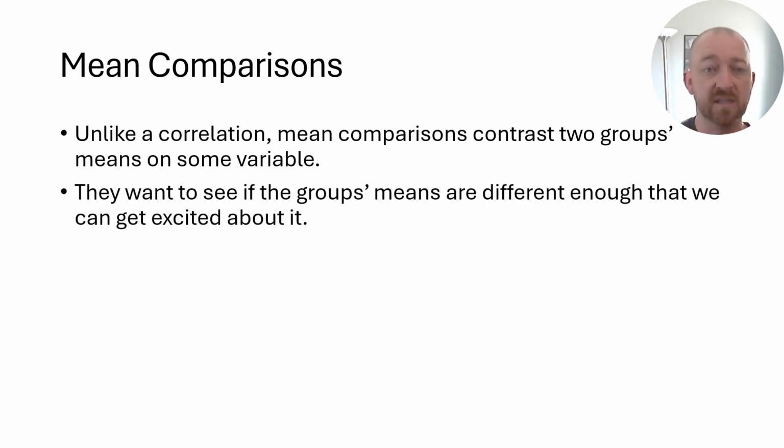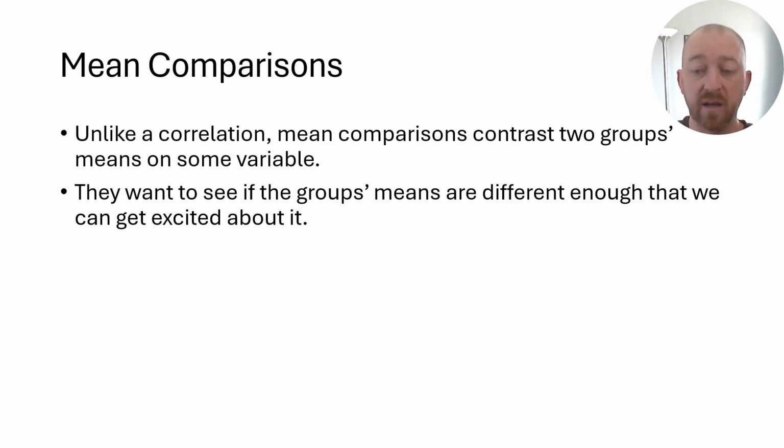Now, a t-test is interested in determining whether those groups' means are different from each other. Not only that, but also different enough from each other that we can start to get excited about it. Because if they are different enough that we can get excited about it, that suggests that perhaps the independent variable influenced the reason why those two scores are different.